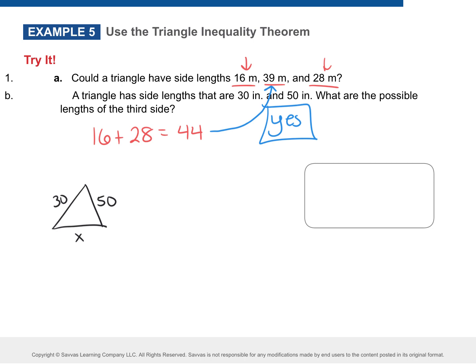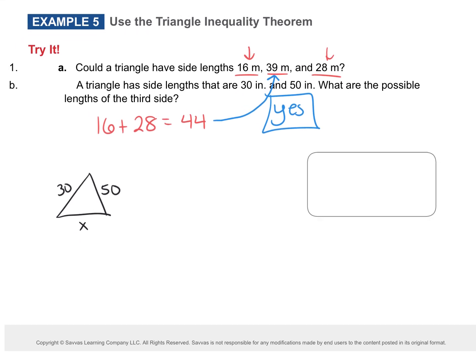Okay, what is one inequality that we know has to be true? How'd you get that? Minus 30. Right, because we know 30 plus x has to be greater than what? 50. Okay, so 30 plus x has to be greater than 50. So then how do I solve that? Subtract 30, right? So we know x has to be greater than 20.